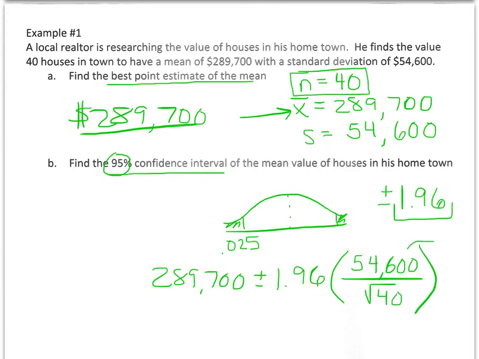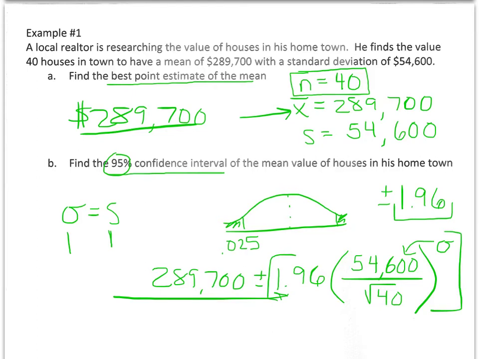In this case, the formula asks for sigma, but because our sample size is large enough, it's okay to say that those two are equal to each other. The sample standard deviation is the same as the mean standard deviation. I multiply this out. This right here, this piece, is my margin of error. When I multiply that out, I'm going to get $16,920.70. This represents how close I'm going to be to this number for my mean.